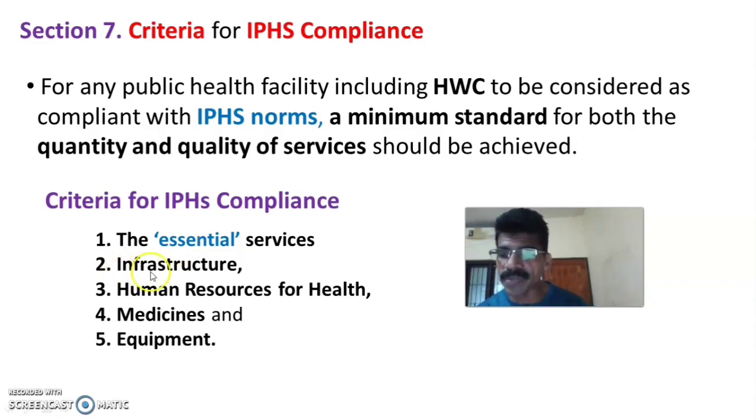Then the second minimum criterion is infrastructure. All the health and wellness centers should have the minimum infrastructure as mentioned in IPHS 2022. Then third is the human resource for health. To render the services, manpower or staff is required. So all the health and wellness centers should have adequate human resources, manpower or staff to render quality services.